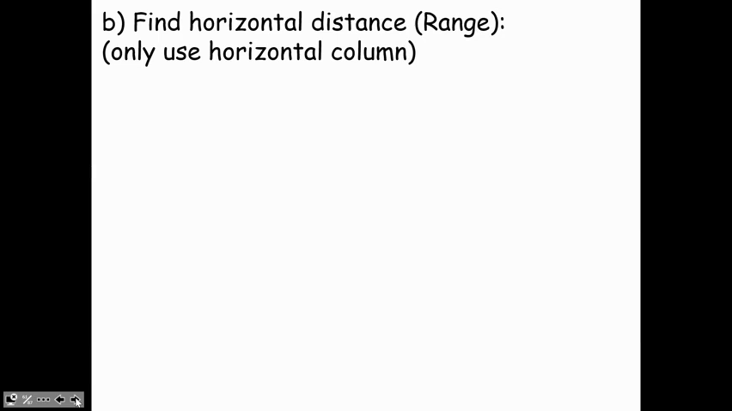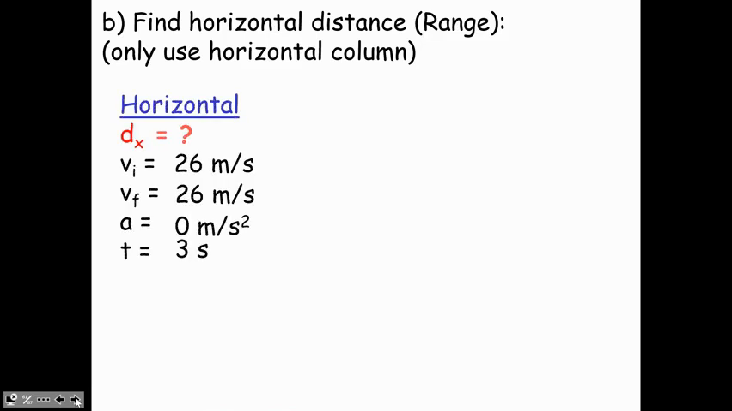And last but not least, we're going to solve for the horizontal distance traveled by the projectile, or the range of the projectile. So remember, range was one of your vocabulary words. Range just means the horizontal distance traveled. For the horizontal distance traveled, we're only going to use the information from the horizontal table of values. However, you may notice that time is equal to 3 seconds. That's the time we just solved for.